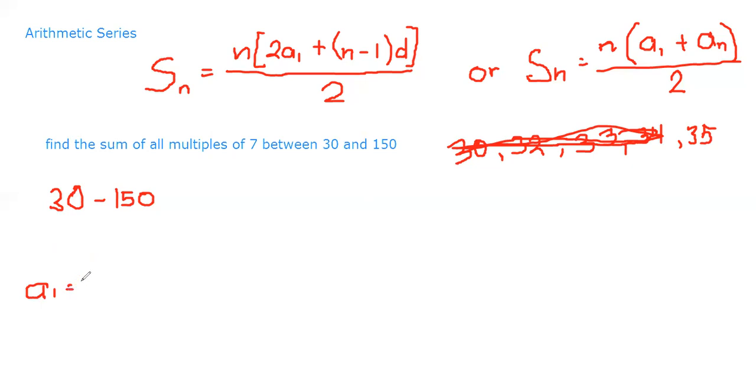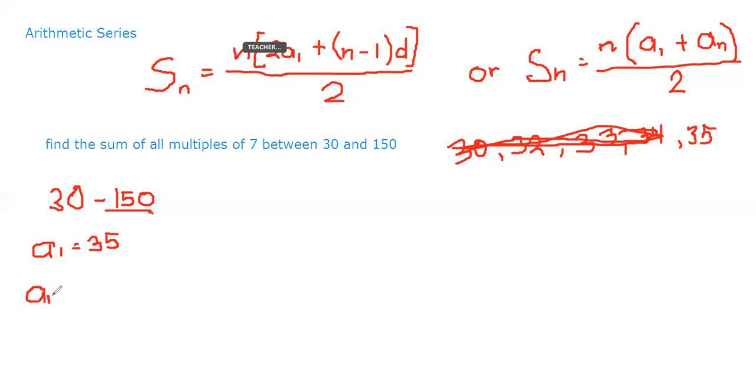Ang A sub 1 natin ngayon is 35. Hindi yung 30 ang A sub 1 natin, kundi si 35, kasi ang given natin is multiple of 7. Ngayon, hanggang 150 lang siya, so pwede natin malaman kung sino si last term. Diba? Si A sub n natin.